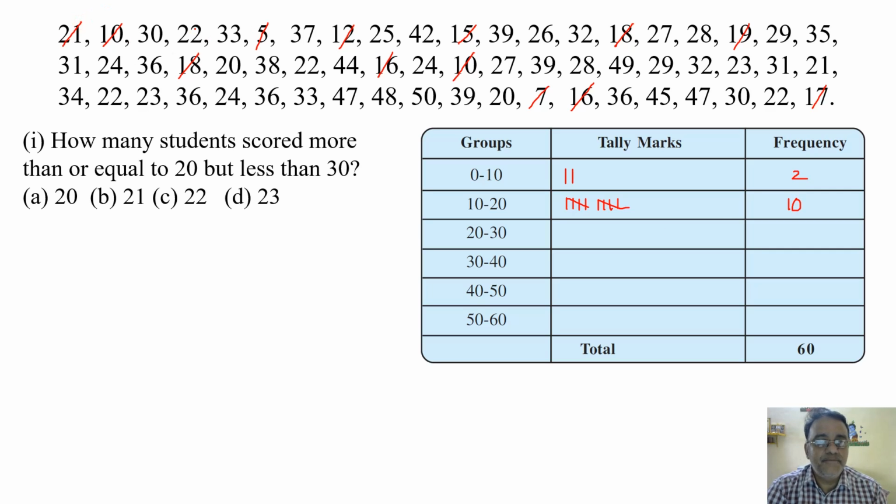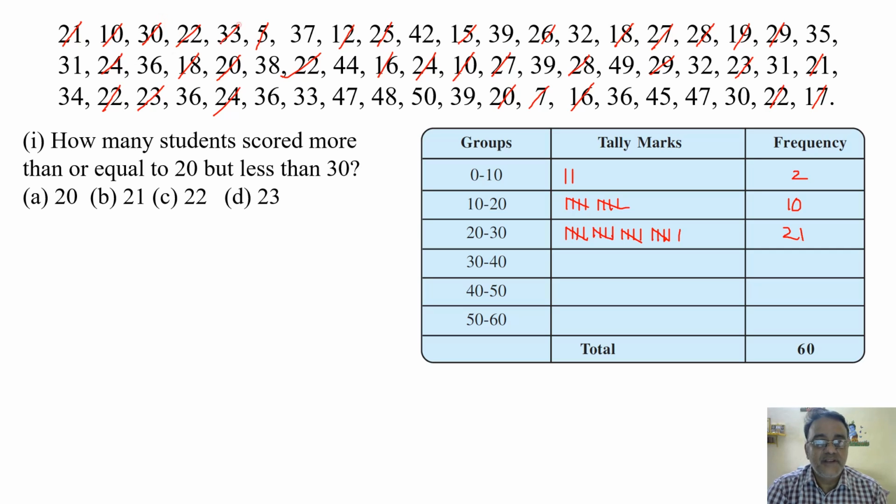So we'll start from here. Counting the values again. Is anything being missed? Let's check. So we got 21. And the next is 30 to 40. 30 is included but 40 is not included.